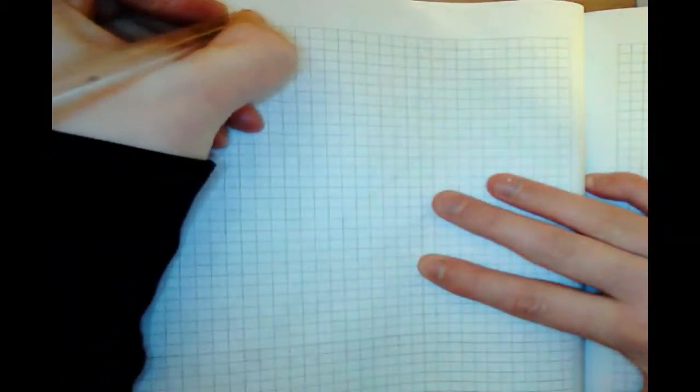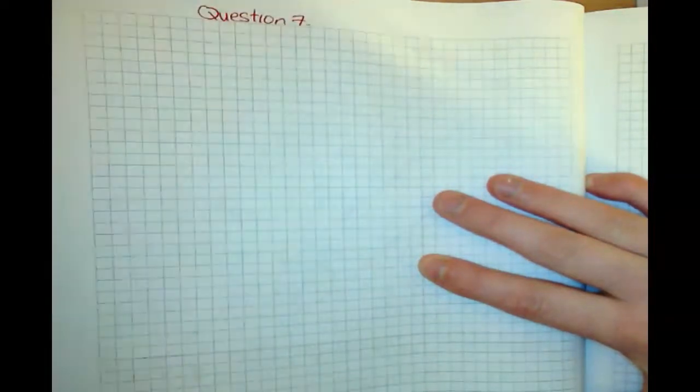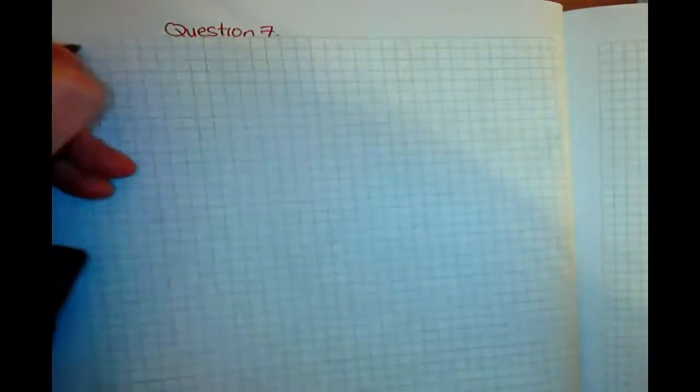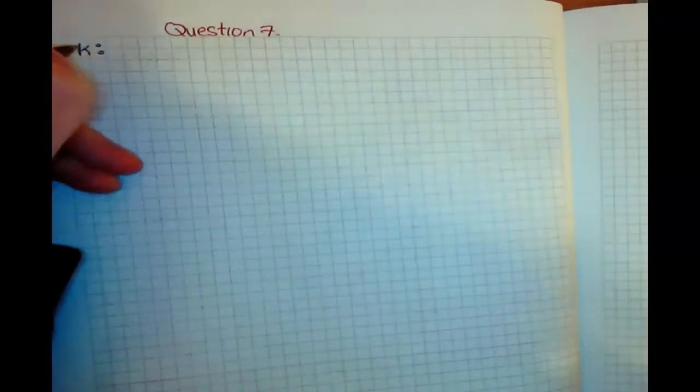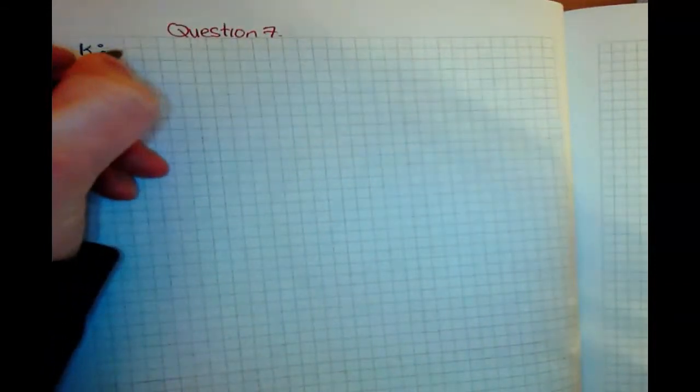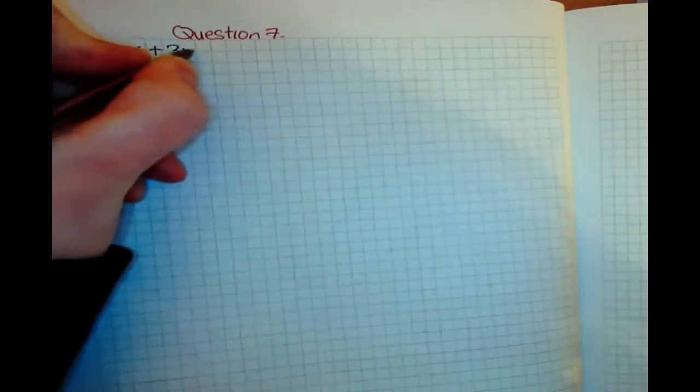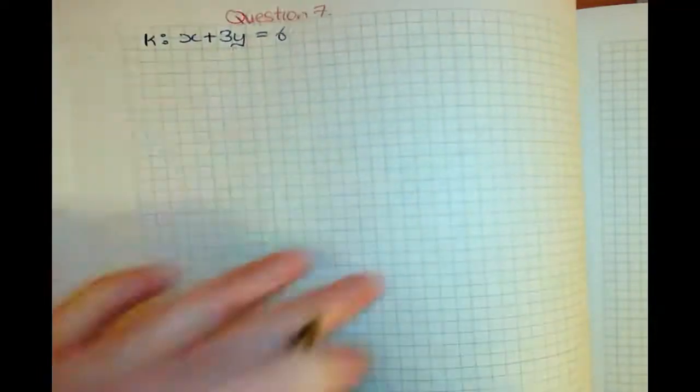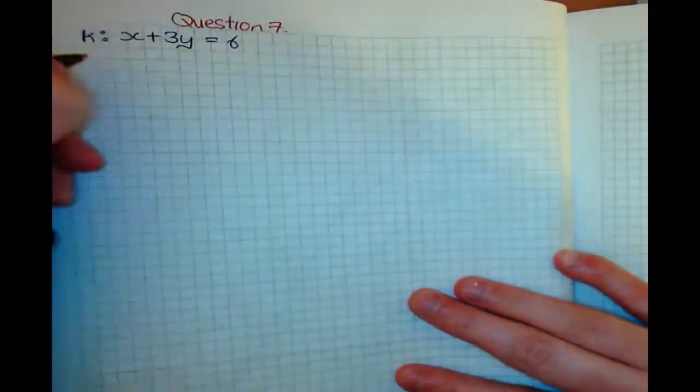Question 7. Again, we are given the line K. So K is x plus 3y is equal to 6. So we're asked to find 3 points on that line. So again, any 3 points at all.